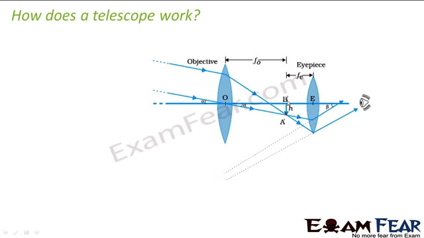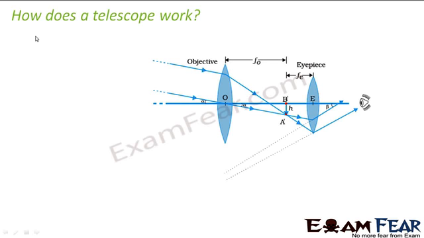So if you see here, this image is formed at the second focal point, that is the second focus. And the second focus of the objective is the same as the first focus of the eyepiece in this case. So there is no concept of tube length here. Right? So this is how the image is formed in this case.